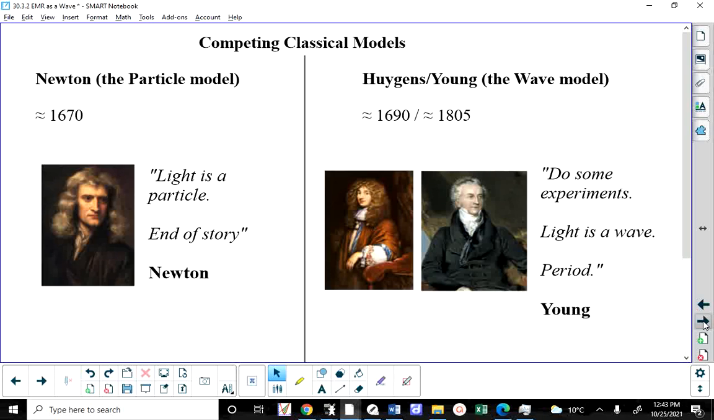This is not in your notes, what I'm showing you here. I used to include it in the notes, but it's not necessary for you to write it down. But I do think it's valuable for me to talk briefly about what we call classical models.